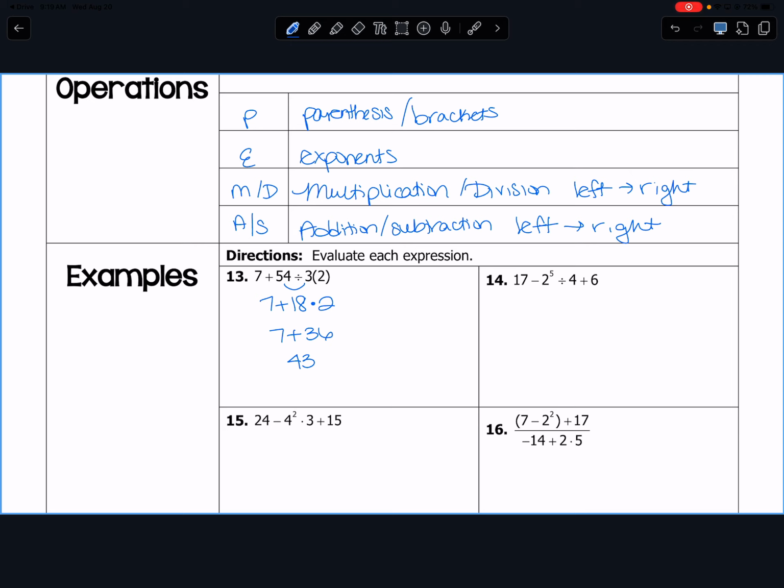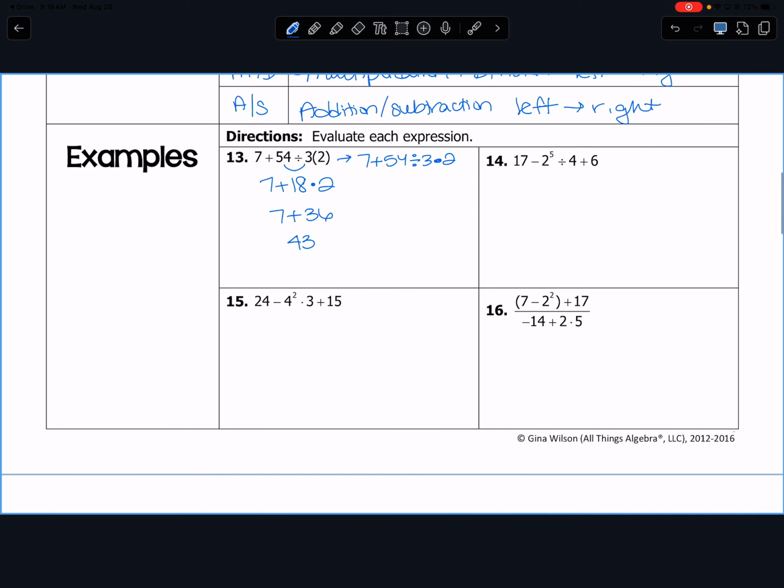So even though there's a parentheses there, there's nothing that you're simplifying within the parentheses. So technically, this should have read 7 plus 54 divided by 3 times 2. Yeah, trying to throw you off. And then, like, all this order of operations gets a little wonky as we get further in. Okay, so first of all, any questions about 13?